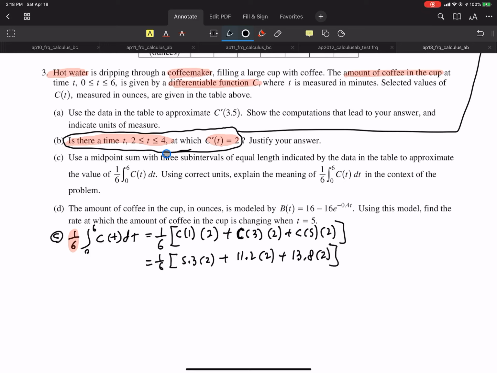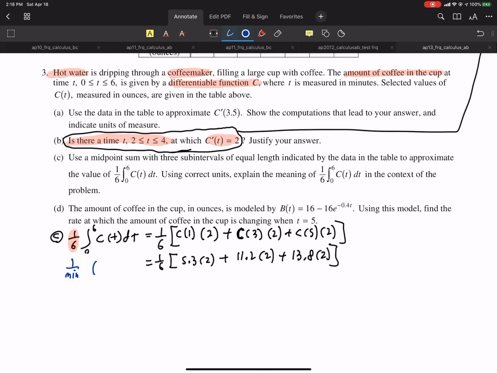Use the midpoint sum with 3 subintervals of equal length to approximate the value, this one right here. So we have done that. Now we're not finished. Using correct units. So let's look at our units real quickly. Integration is basically multiplication. It's c times dt. All the integral does is add up a bunch of these, so you still have the same units. But the 6 down below, you have to realize this is the average value formula. This 6 is the width, and the width is time. So this is 1 over a minute.